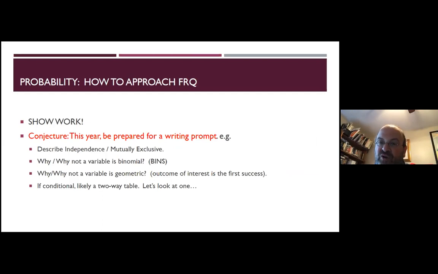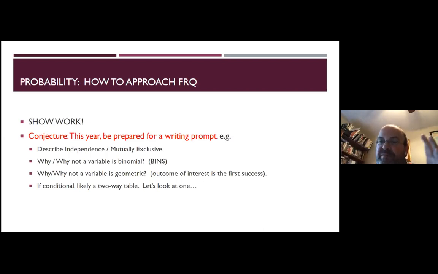And I would be concerned if the probability got really hairy. That's why I don't think it's going to be, because in terms of equity, we know that this exam is going to have to be constructed in such a way that students can type their answers. So this is my conjecture in red. I think the probability problem is going to involve writing. I think it might involve describing independence versus mutually exclusive, disjoint probabilities. I think if there's a question with binomial, it won't be a calculation.